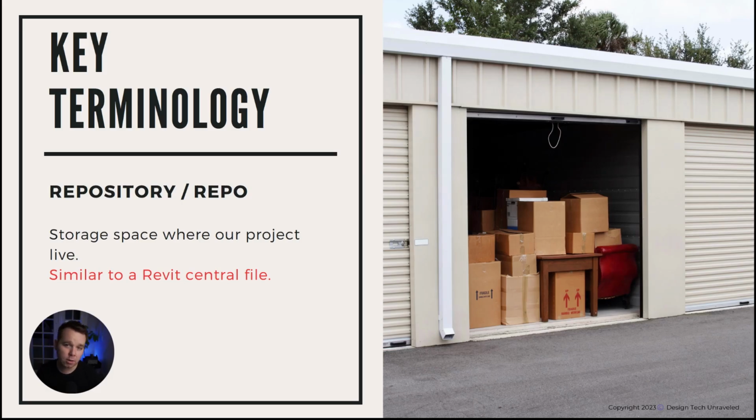Let's go over some key terminology here for Git. So the main thing here is a repository, or repo for short. You'll hear most people say repo. It's just the way that we all say it, but it is a repository by nature. It's a storage space where our project can live. So this would be our C# project with all of our Dynamo nodes. This is similar to a Revit central file. So this little storage building with all the boxes in it on the screen, that's our central file. And each one of those boxes are files that we're injecting into the central file, or our repository, if you will.